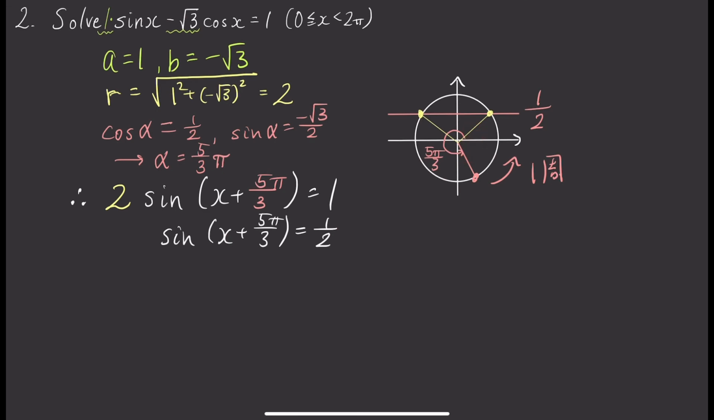This one, x is pi over 2. And how far do we travel from here to here? This one is 7 pi over 6. And that's our answer.